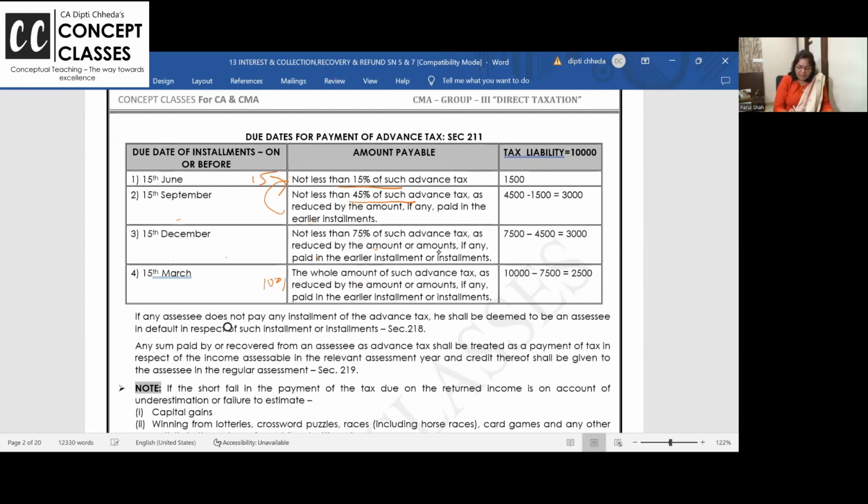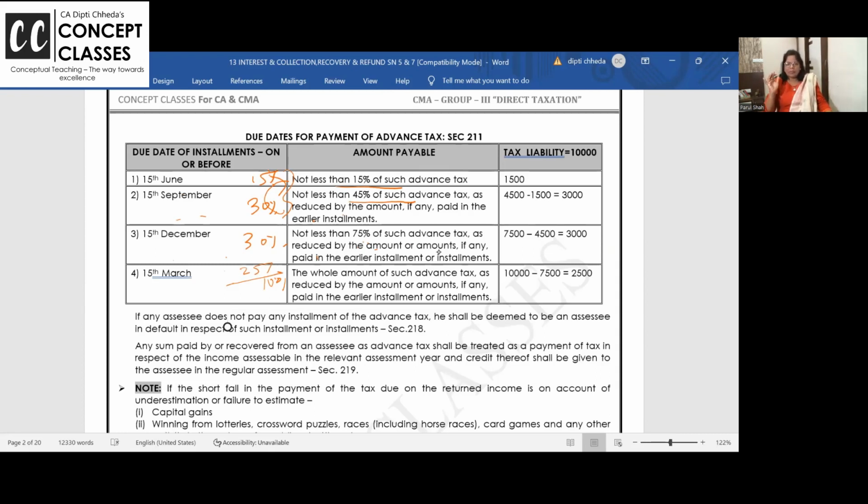So here you are paying 15%. Second installment by September, 45%. But if you paid 15% earlier, how much are you paying now? 30%. Here you are paying 75%. But if 45% was already paid earlier, then here you are paying how much? 30%. And last you are paying 100%. So already 75% you have paid. Now you are paying how much? 25%. Total, if you do it, comes to 100%. Take your time if you're doing it for the first time.